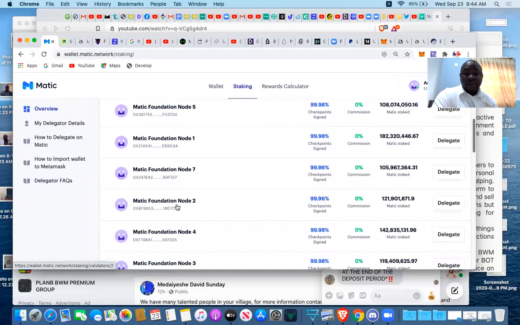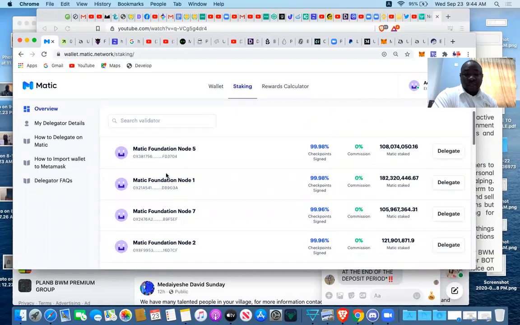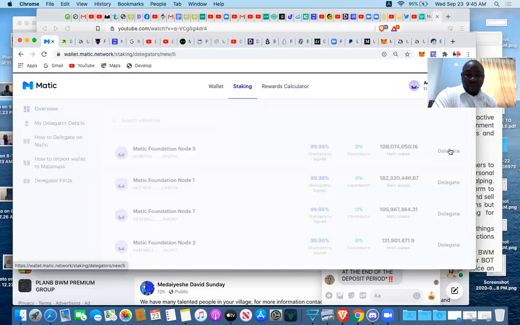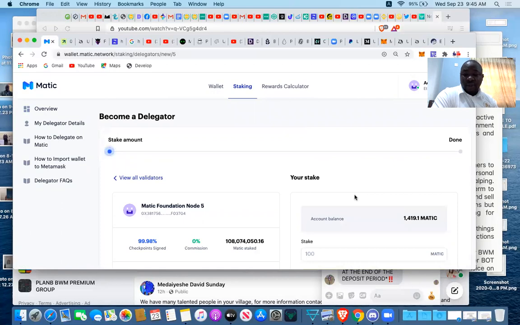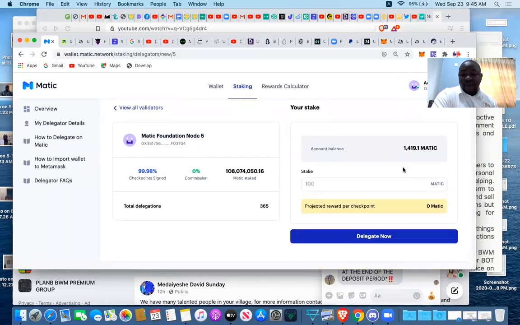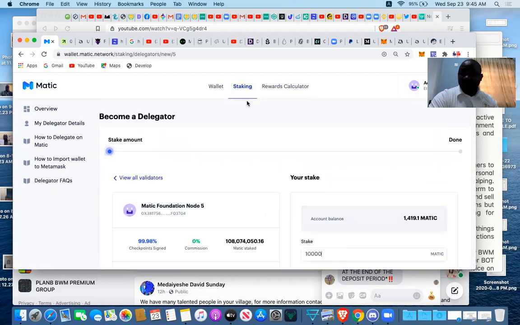And so all you do is click on delegate. When you say delegate, the volume of Matic you have available will show over here. If you have this and it's not all you want to delegate, say just 1,000, then you can enter that. If it's 10,000 Matic you want to do, then enter 10,000 Matic, then you click on delegate now. Simple, you're done. So Matic is very simple to delegate via validators.